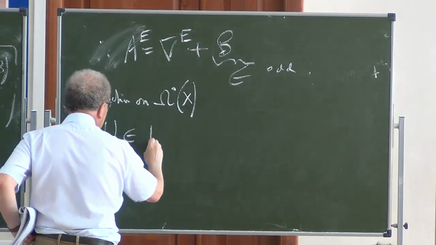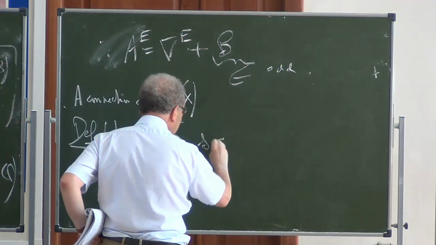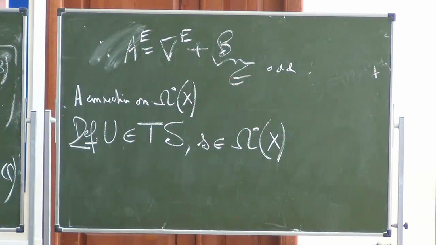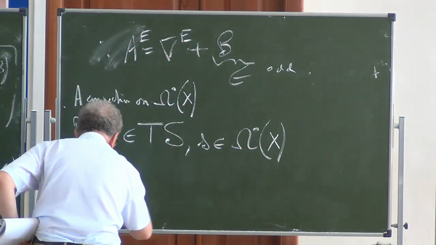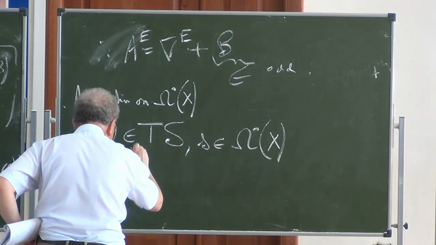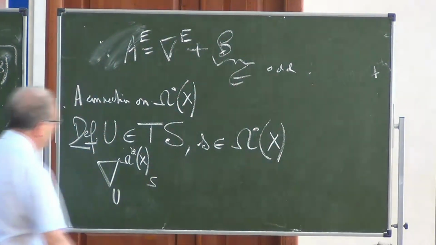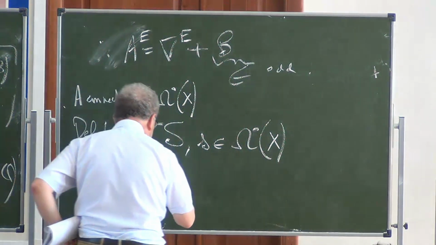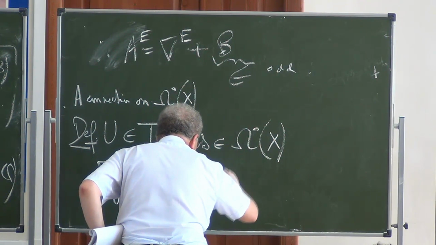If U lies in TS and s lies in Omega of X, so I should say a smooth section on the base of Omega of X, then by definition, nabla_U Omega X, so I give the formula, will be given by the Lie derivative, L_{U^H} s.